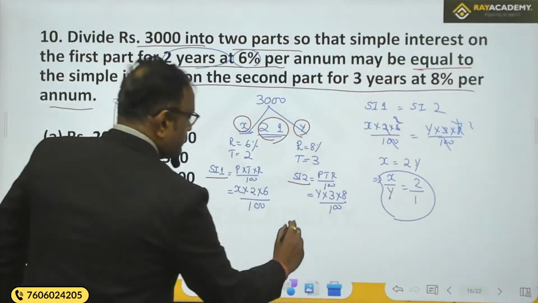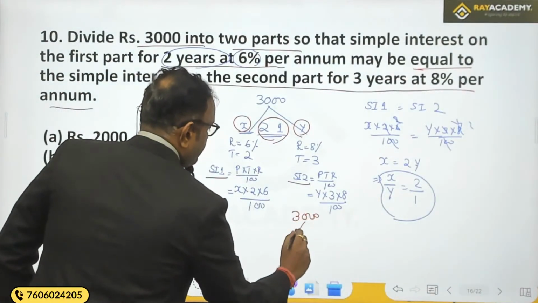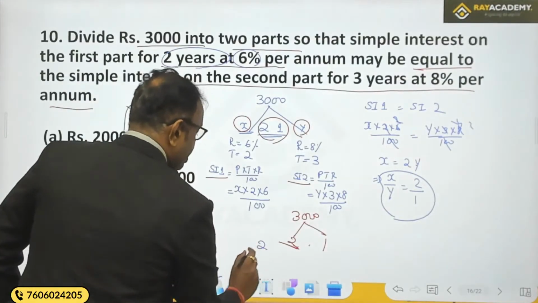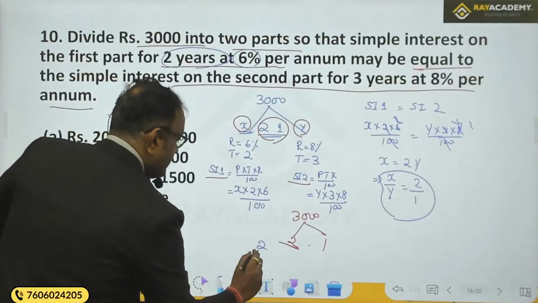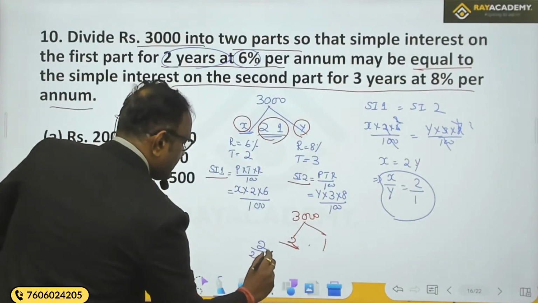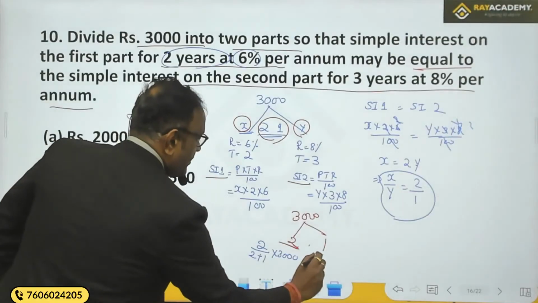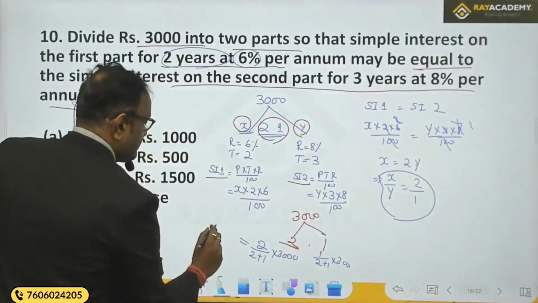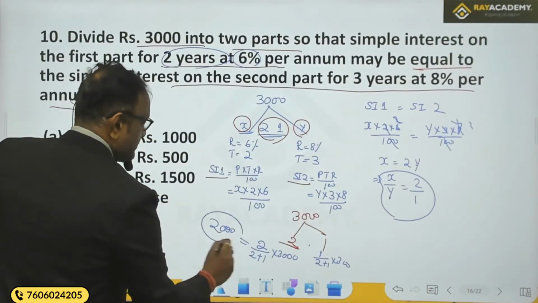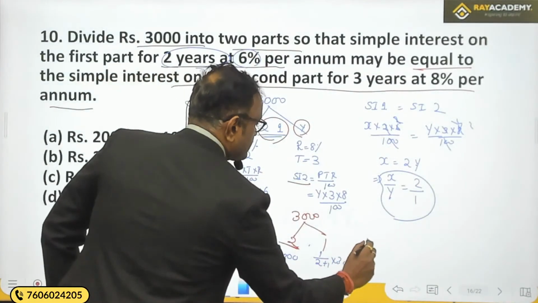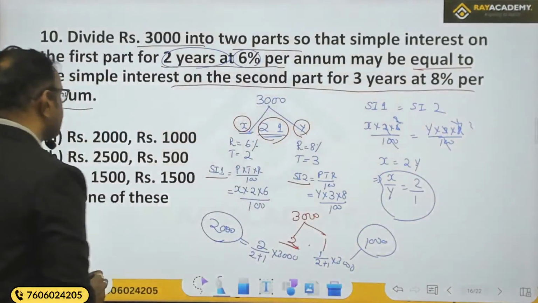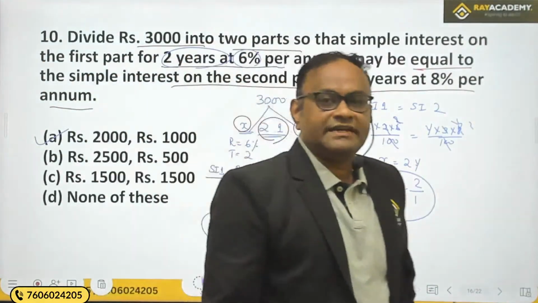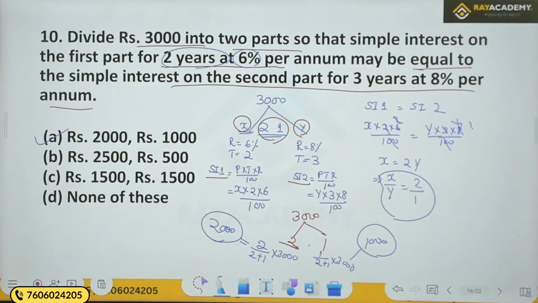So 3000 is being divided in the ratio of 2:1. Using the ratio and proportion concept, one part is 2 by 2 plus 1 into 3000 and the other part is 1 by 2 plus 1 into 3000. So one comes to 2000 rupees and the other is 1000 rupees. The right answer: the first part will be 2000 and the second part will be 1000 rupees.